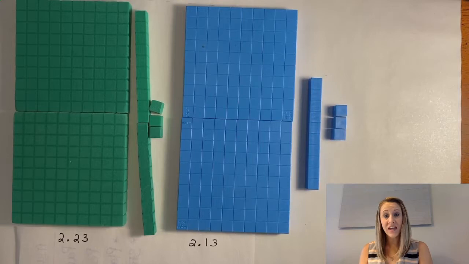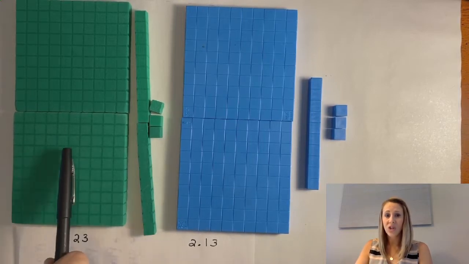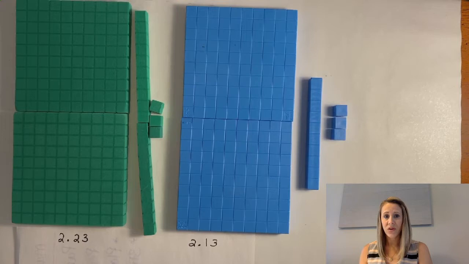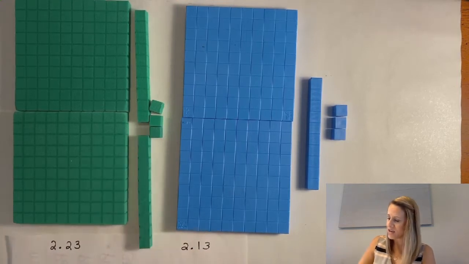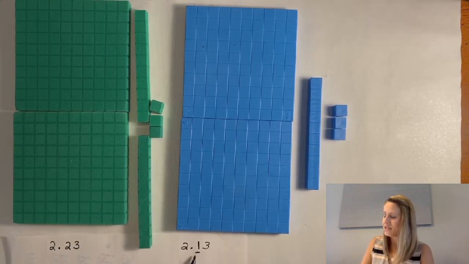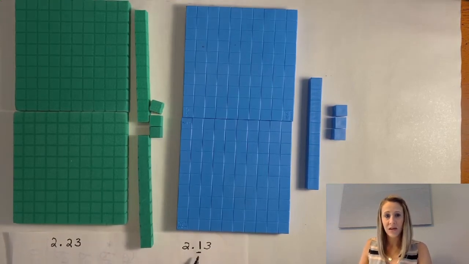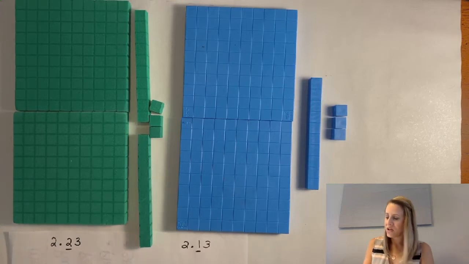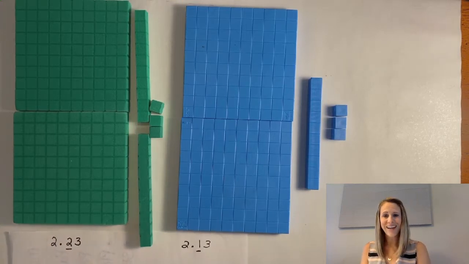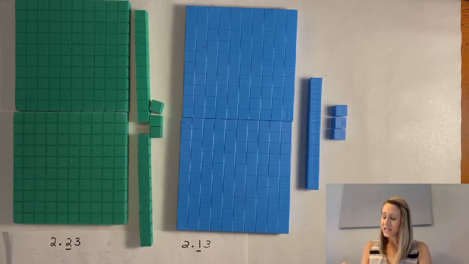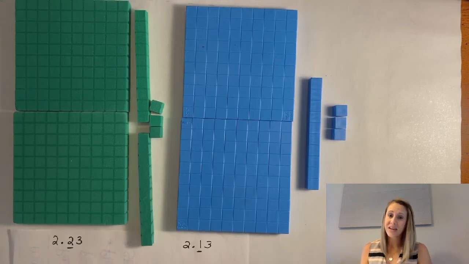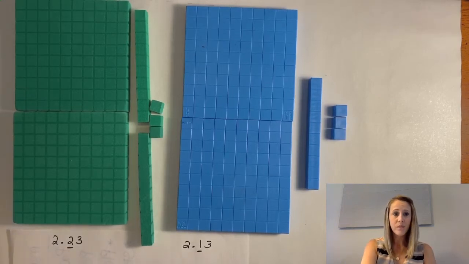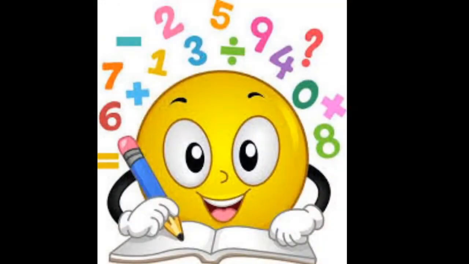Again, we said that the green was a larger value because it contained one extra tenth. And we can see that here in the tenths place, this has a value of 1, and this has a value of 2. All right? So one of the things that we're going to be working on today is how to compare decimals based on their place value. Let's take a second and look at our learning goal for today.